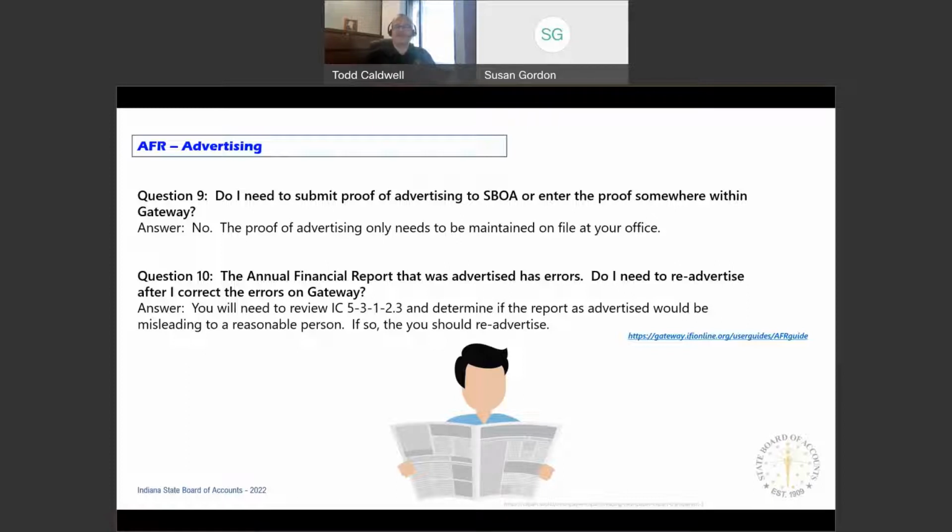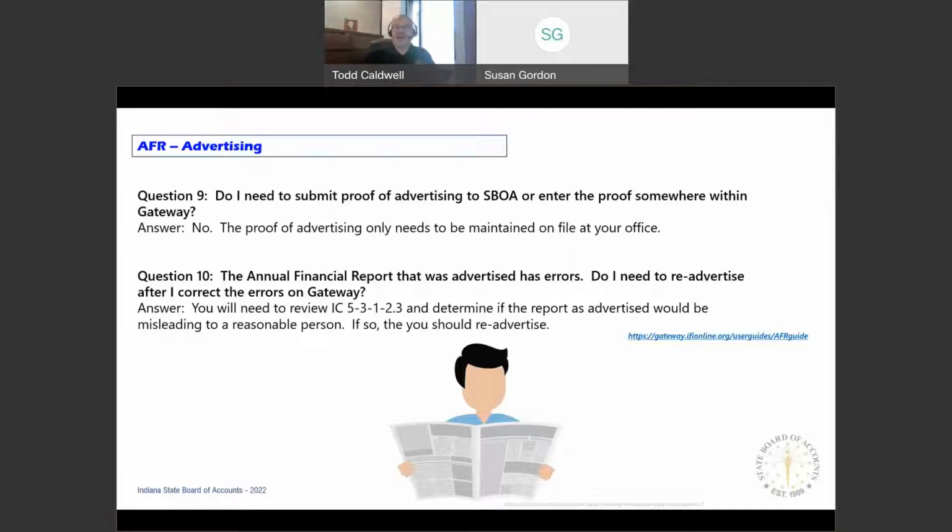And then another question from the user guide, frequently asked questions, is what if the advertised report has errors? What if I go ahead and advertise it, and after the 60 days, I realize there was an error, an adjustment that needs to be made, and I have to go back in and unsubmit the report and make those changes and resubmit it? Do I have to re-advertise it? And that's kind of up to you. You would need to review the publication statute of 5-3-1-2.3 and determine if the report as it's advertised would be misleading to a reasonable person. And if you think it would be, then just go ahead and re-advertise it. Or you can make a decision, just to be safe, that you want to re-advertise it.